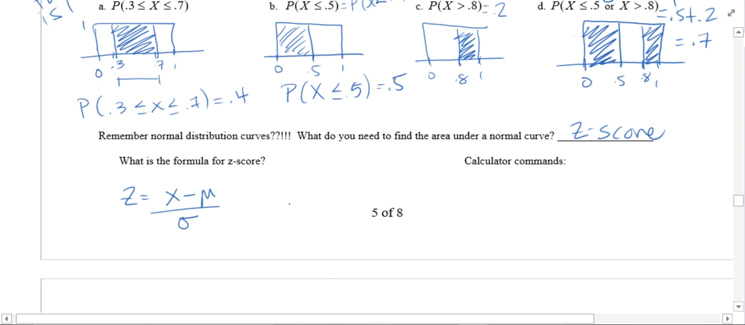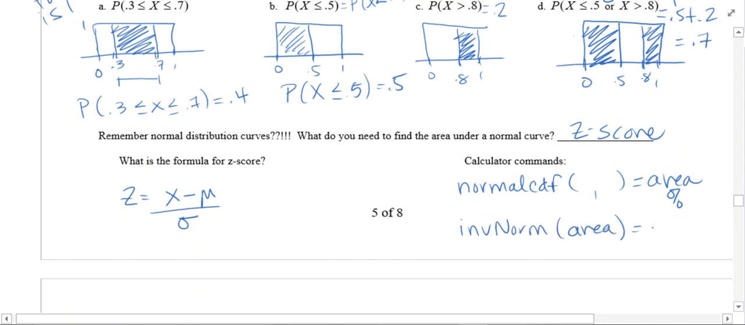And then the calculator commands, there are two of them. Do you remember what they are? They're going to be normal CDF. Okay, and you have to put boundaries, two values in there. So sometimes we're going in between two values. Sometimes we're going to positive infinity, negative infinity, whatever you need. The other one, okay, so this gives you area or the percent under the curve. Inverse norm, you put in the area and you get out a z-score. Okay, so z-scores go into normal CDF and you get out the area.